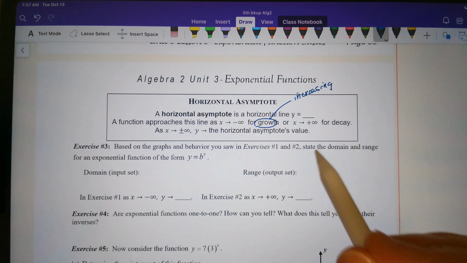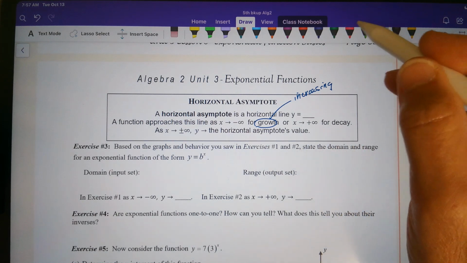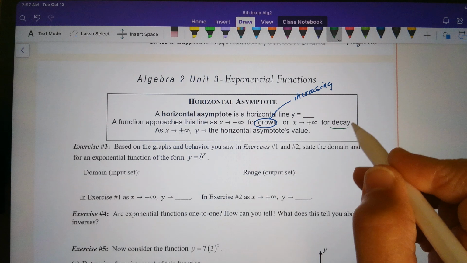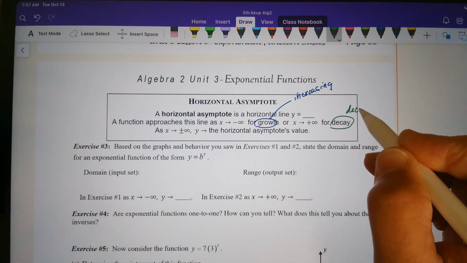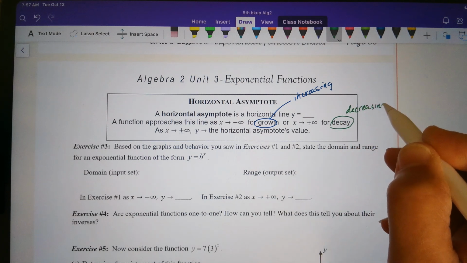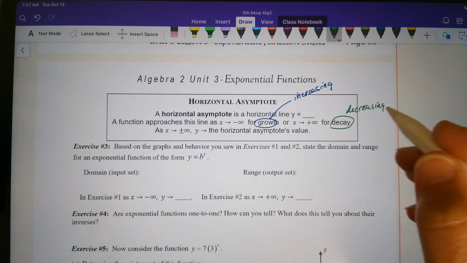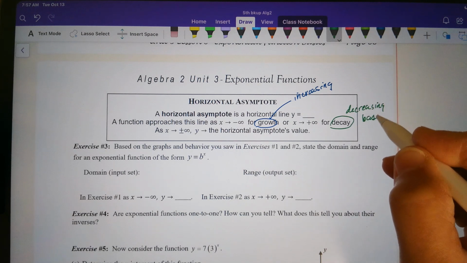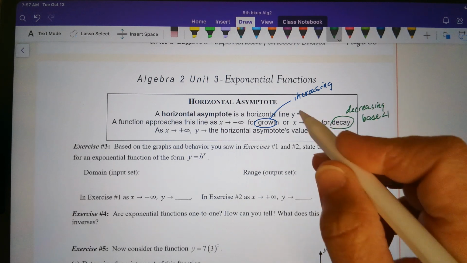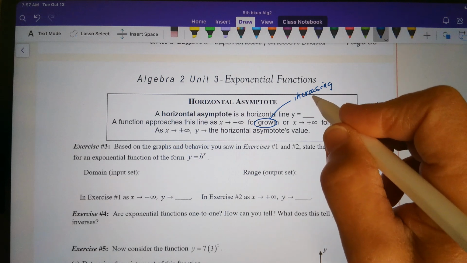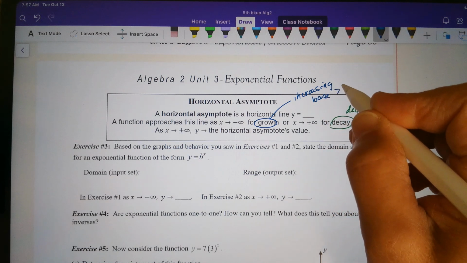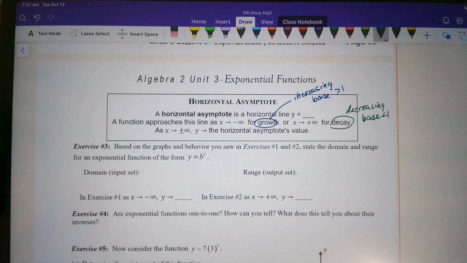Or x goes to +infinity for decay. Decay is when we are decreasing. For decay, the base is going to be less than 1, and for growth, the base is greater than 1. As x goes to positive or negative infinity, y goes to the horizontal asymptote's value.